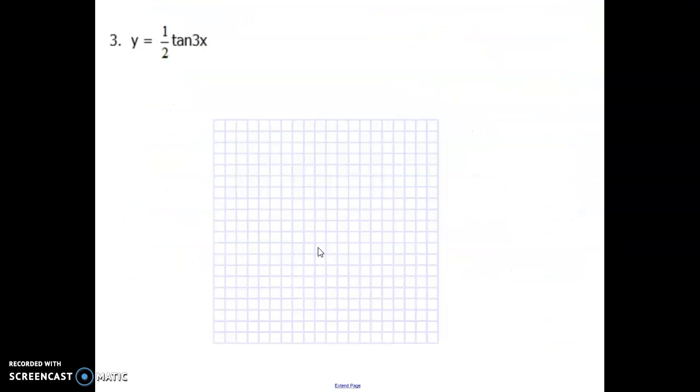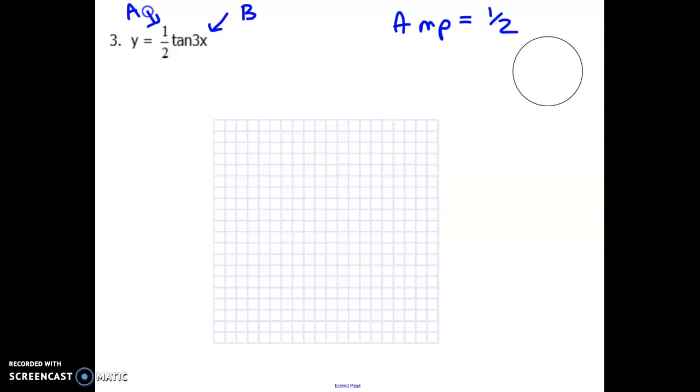All right, next we're going to try tan. So here our a value of tan is half, and our b value is 3. So I should already know that my amplitude is going to equal half. No, it's not. What's the amplitude of tan? It's undefined. Oh, yeah. Why is the amplitude of tan undefined? Because it goes up and down forever, so it doesn't have a height, right?